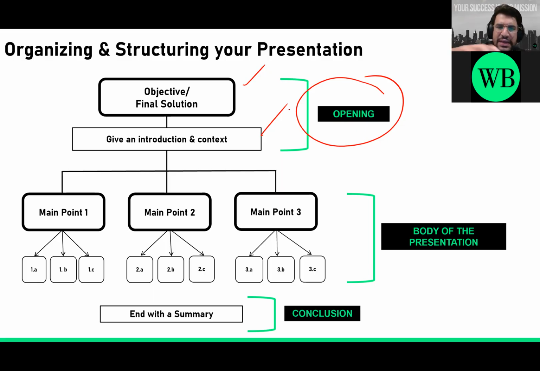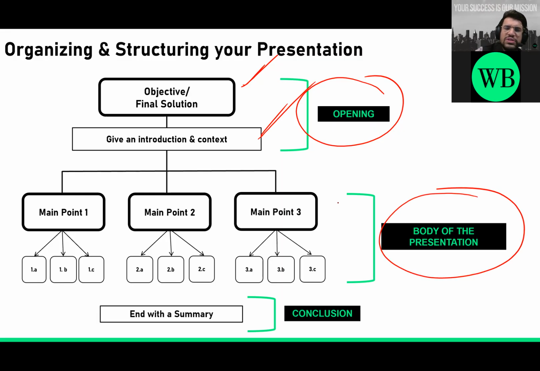We'll go into details there. So once you've made your objective clear, or the final solution that you're giving clear, then you give an introduction and some context to the audience. Then you go into the main body of the presentation, where you use 3 to a maximum of 4 to 5 points to really drive your objective or the final solution that you're presenting to them.